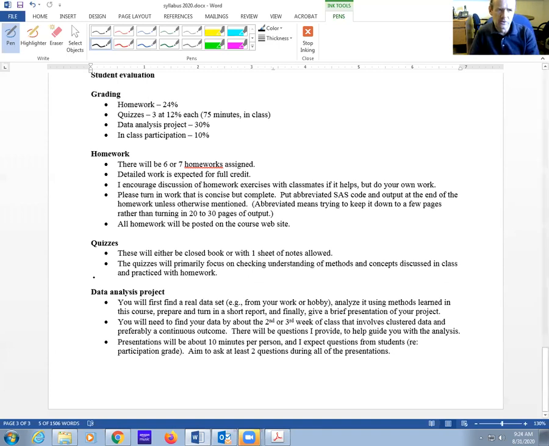So each one of those is just 12%. So that adds up to 36. The numbers are a little bit weird. I had to do that just to get these to add up. The homework then is 24%. So that's 60%. Then you have a data analysis project, which I think is really the cornerstone for this class, where you find a data set that's longitudinal and clustered in nature. You'll be working on this throughout the semester, and then doing a short presentation near the end.